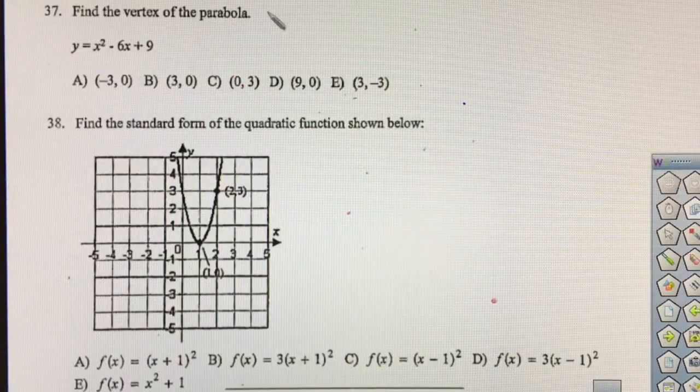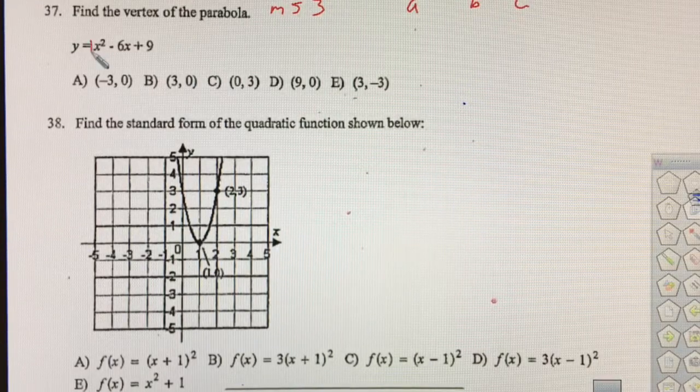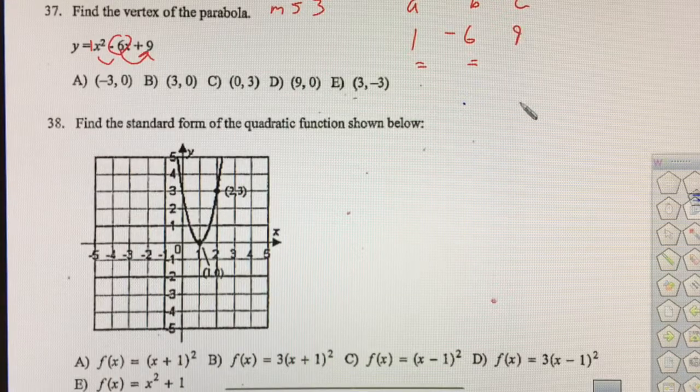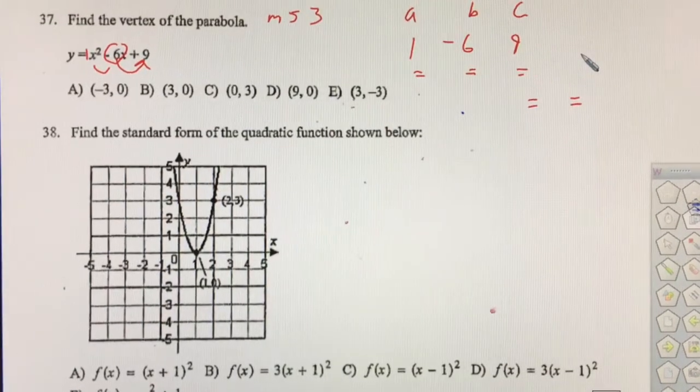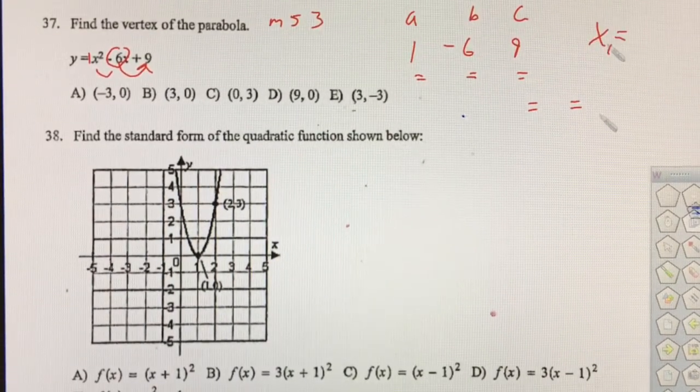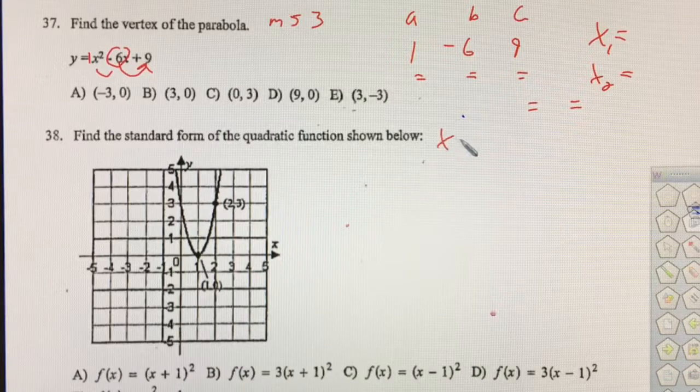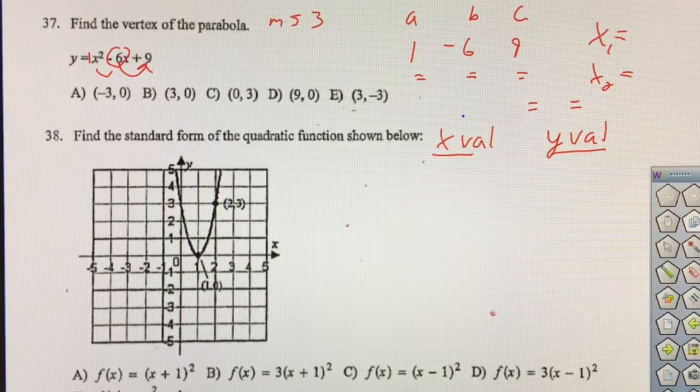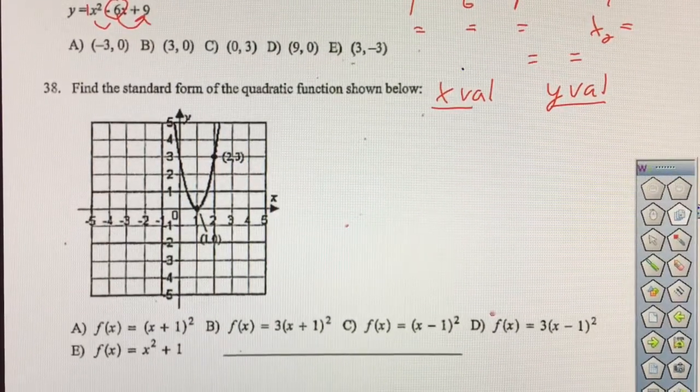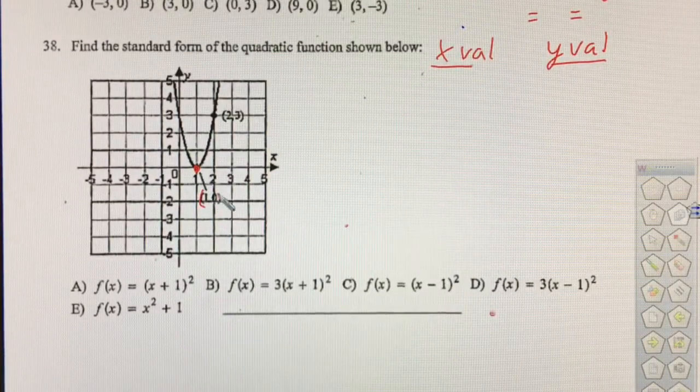To find the vertex of this one, I'm going to use technology. I'm going to use mode 5, 3. It's going to have an A, a B, and a C, and I'm going to type in the coefficients. 1. Then I'm going to hit equal, and it's going to move over. I'll type in the next coefficient, negative 6. Then hit equal and type in the last one, 9. I'm going to hit equals a couple more times, and it'll tell me what the x sub 1 equals, what the x sub 2 equals, and what the x val and the y val are. The last two items are the ones I'm going to look for. Number 38, it gives me the vertex of 1, 0. So the vertex is 1, 0.